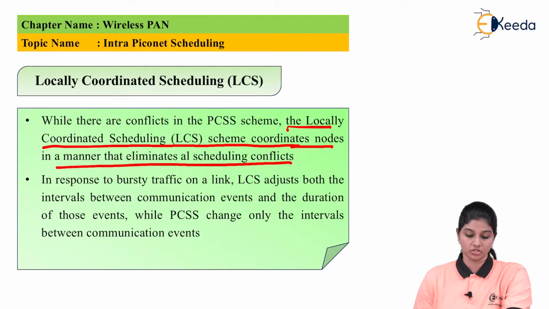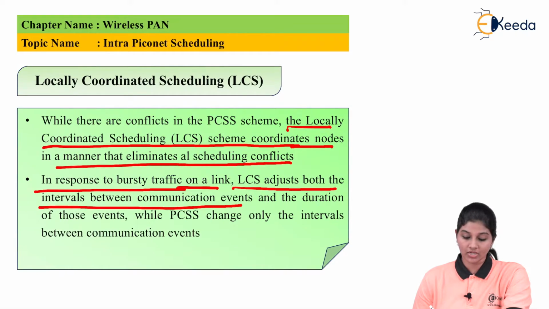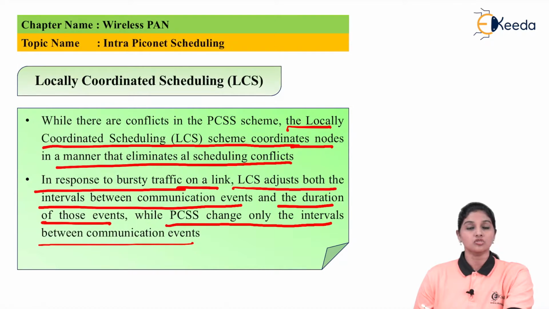In response to the bursty traffic on the link, LCS adjusts both the intervals between the communication events and the duration of those events. So by adjusting these two parameters, it is possible to respond to the bursty traffic on the link. The PCSS changes only the interval between the communications. So this drawback of PCSS is overcome in the LCS algorithm.